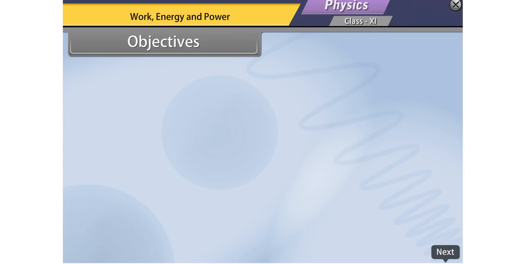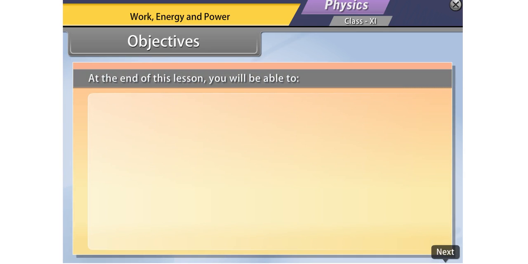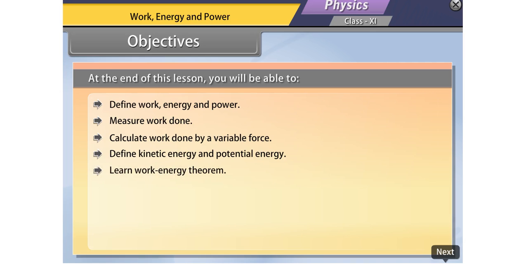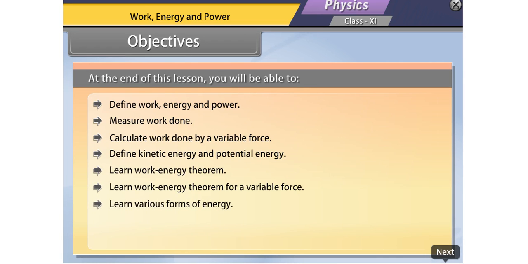Objectives. At the end of this lesson, you will be able to define work, energy, and power, measure work done, calculate work done by a variable force, define kinetic energy and potential energy, learn the work energy theorem, learn the work energy theorem for a variable force, learn various forms of energy, understand conservation of energy, and understand collisions.